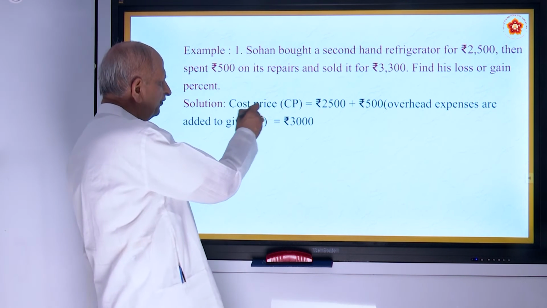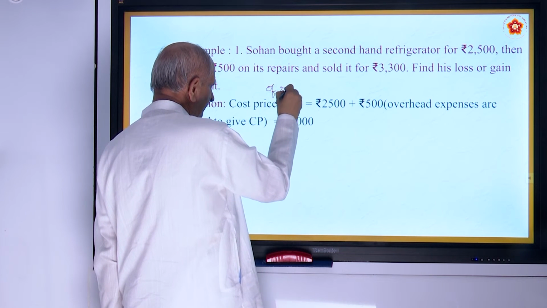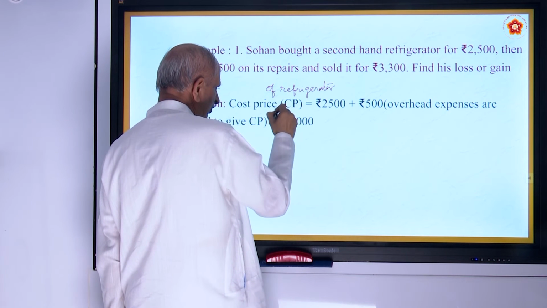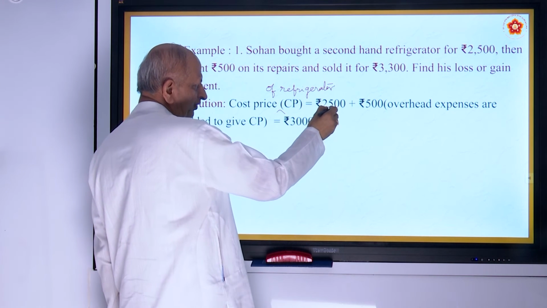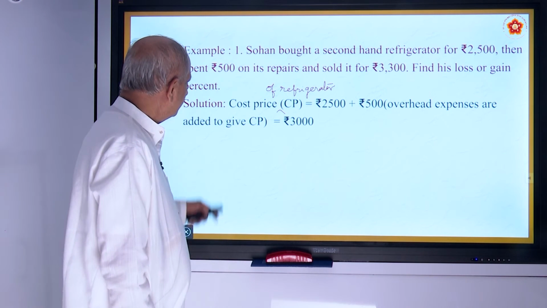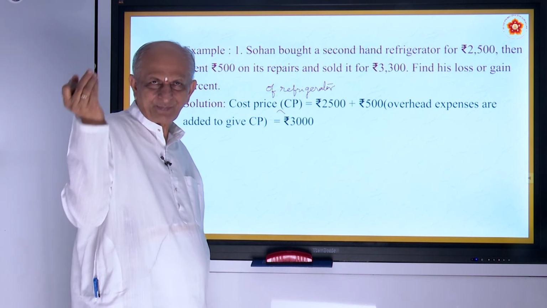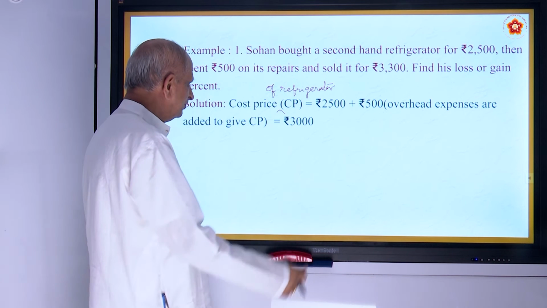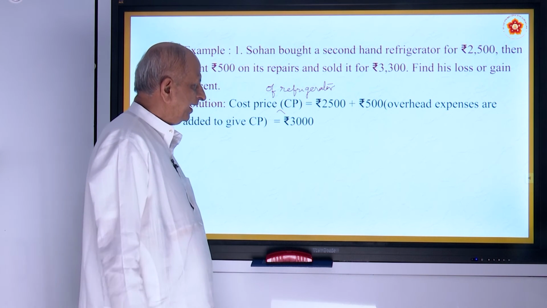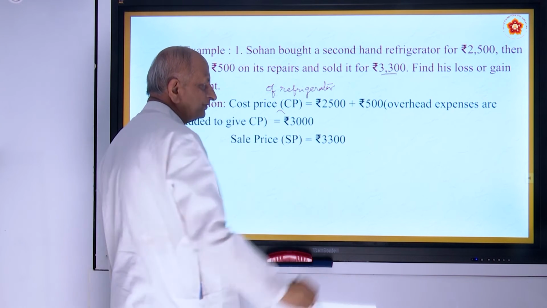So, cost price of the refrigerator, what do you call that? Fridge. Please note down, rupees 2500 plus 500, because it is for repairs. Some nuts and bolts we lose, or pipes maybe we lose and all. So the cost price becomes 3000. Okay, and he sells it for what price? 3300 rupees. He sells it for 3300.